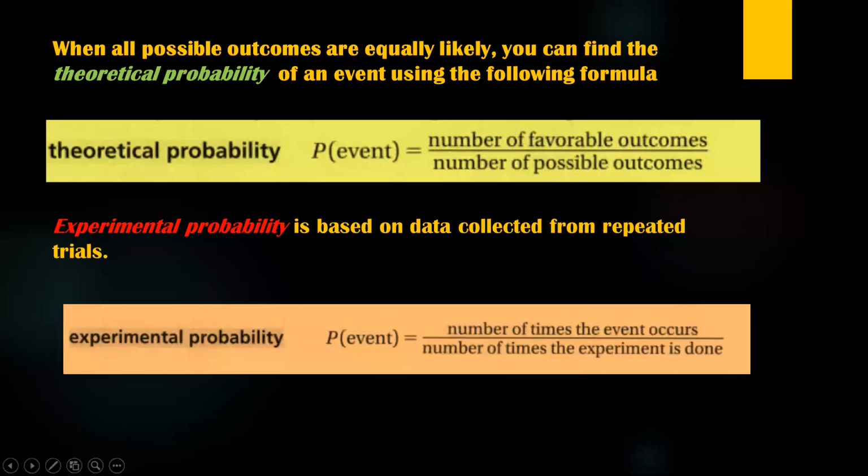Let's start today to talk about the two types of probability, theoretical and experimental. When all possible outcomes are equally likely, you can find the theoretical probability of an event using the following formula. The theoretical probability will be the number of favorable outcomes over the number of possible outcomes. So theoretical is when all the possible outcomes are equally likely.